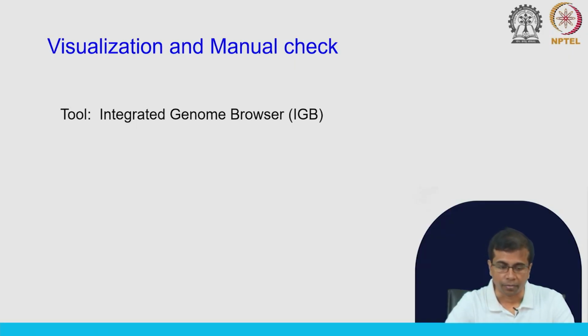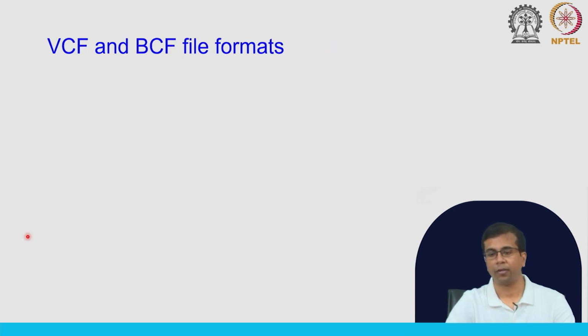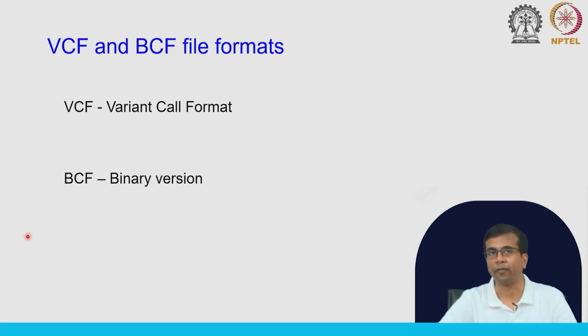Okay, so we have seen two file formats. One is VCF, which is called the variant call format. This is a format that we can read ourselves. It also has a binary version which is called the BCF format. This is the machine readable format, but we can read or view the contents using these VCF tools. We have done this in the hands on.